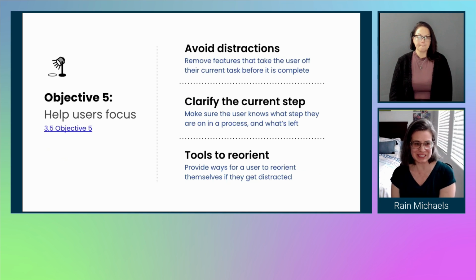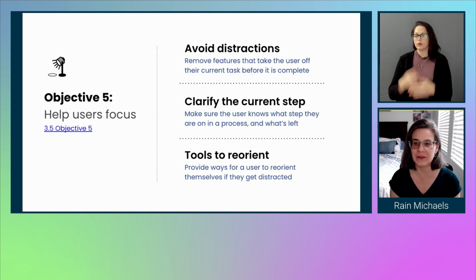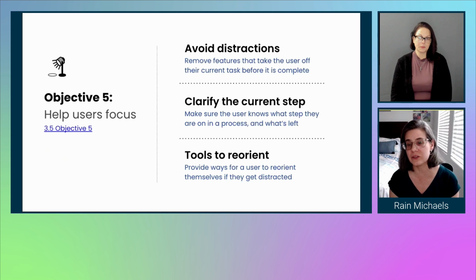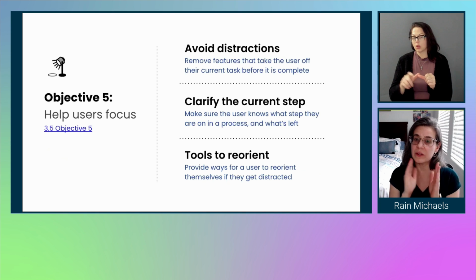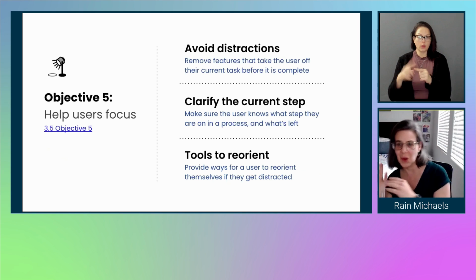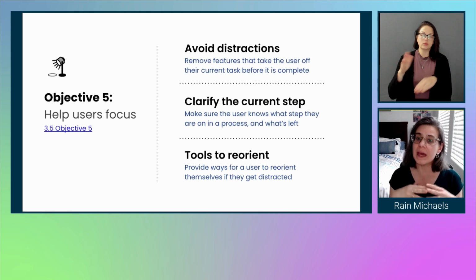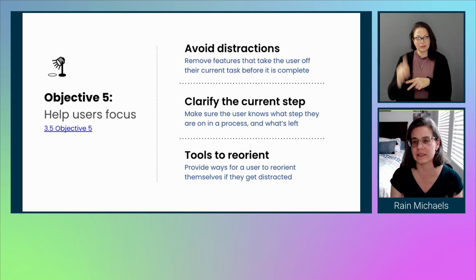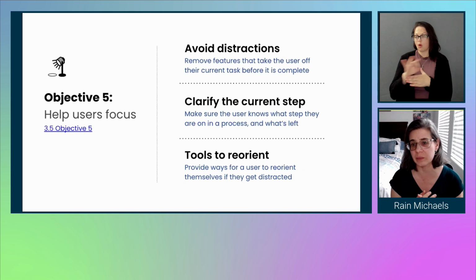So the next objective here then is helping the user focus. And in this case, what we're talking about is really the user's ability to direct their focus continually where it needs to be, but also their ability to redirect their focus when needed, and their ability to return back to something that they were focusing on before and get back where they needed to be without making a mistake or becoming lost. So the patterns that are highlighted here are avoid distractions, to remove features that can take the user off of their current task before it's complete.